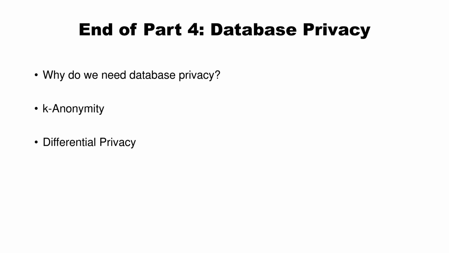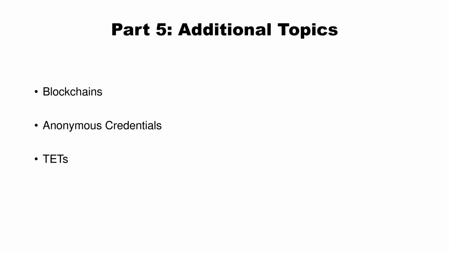So now we reach the end of part 4 on database privacy. In this part, we learned why you need database privacy, k-anonymity, and also this lecture on differential privacy. In the next part, we're going to look into additional topics around privacy-enhancing technologies, especially blockchains, anonymous credentials, and transparency-enhancing technologies, or TETs. Thank you for today, and see you next time.